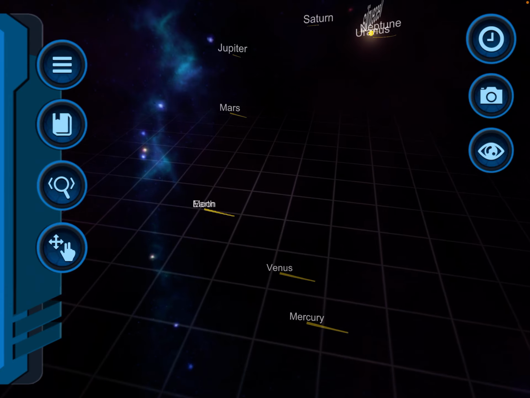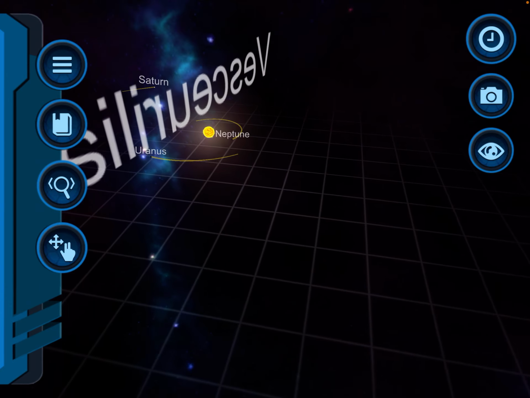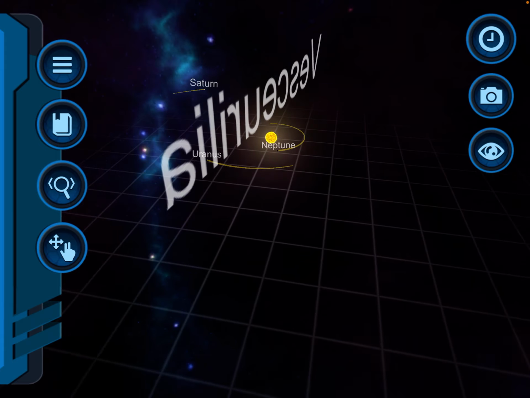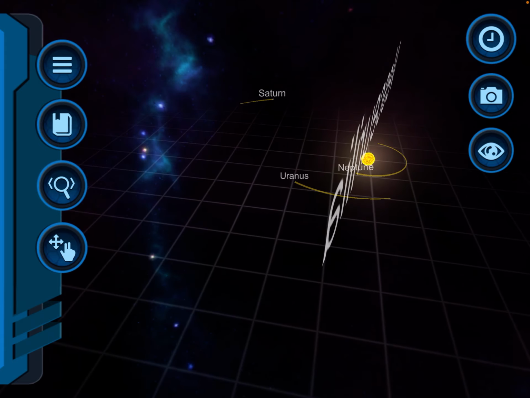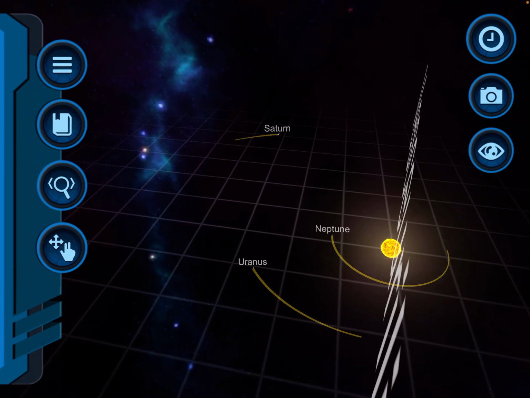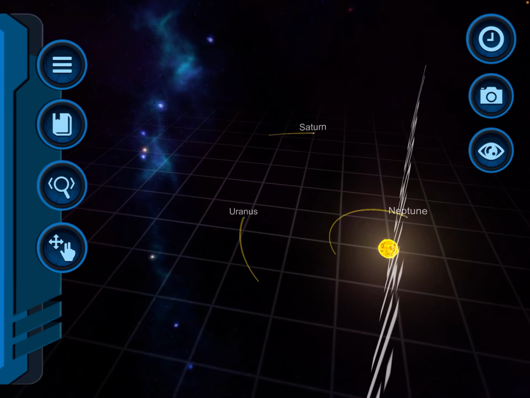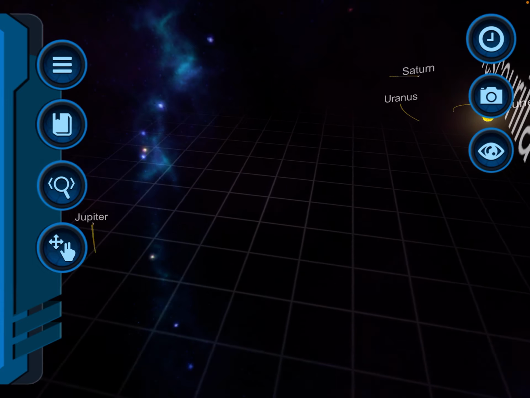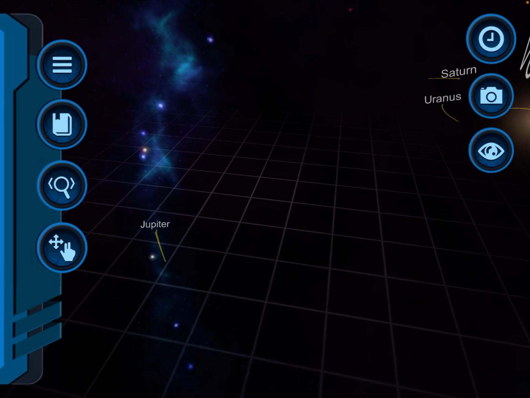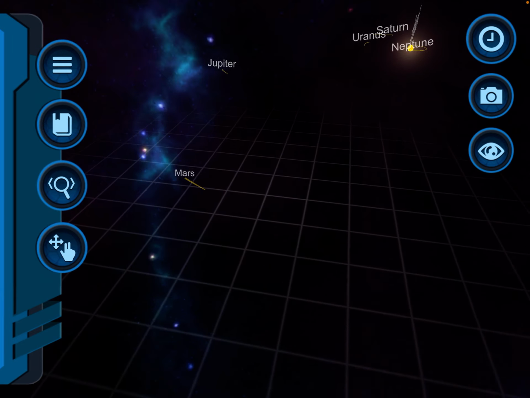Just goes really hard. Anyway. Such a really big name. I can't even read that, it's backwards. There's Neptune, Uranus, Neptune. Looks really weird, orbiting really fast. Uranus is close. Saturn. Where's Jupiter? Oh, there he is. Jupiter's still pretty far away from the sun.